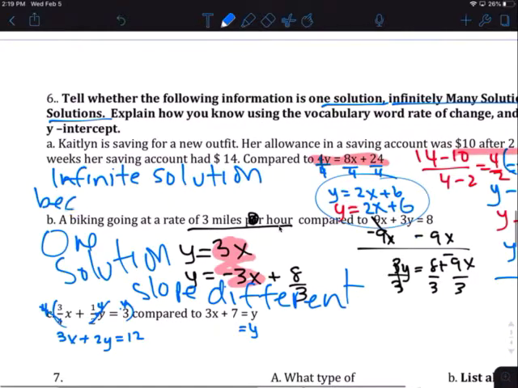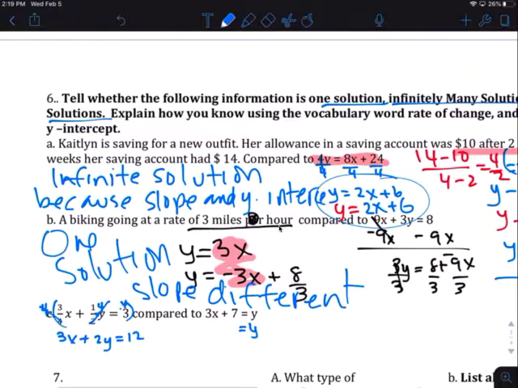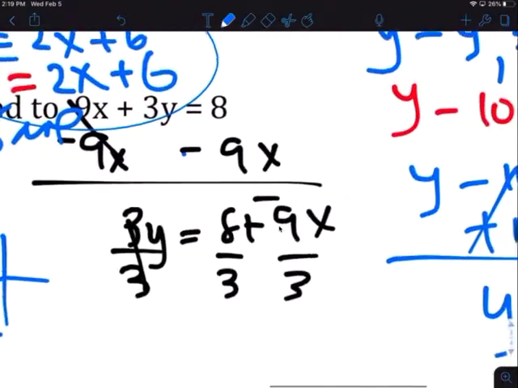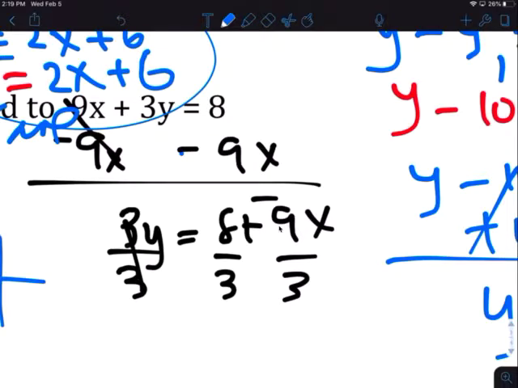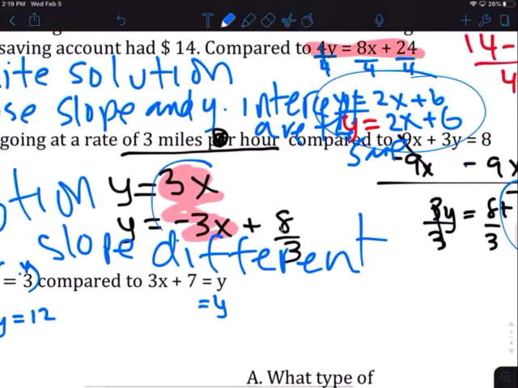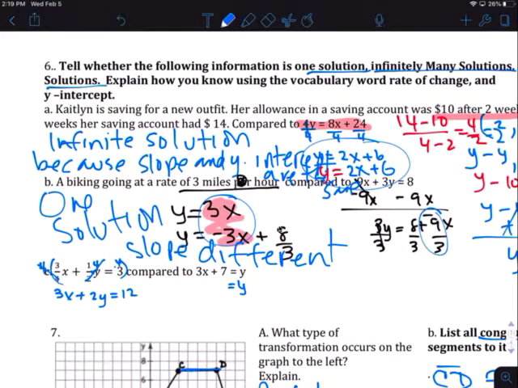Because slope and y-intercept are the same. And then this one here, we solve: we minus 9 from both sides, then divide by 3. We got this, this is a negative 3. And we know the slopes are different, so it's going to be one solution.